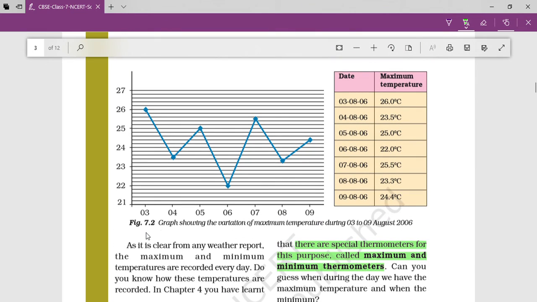Now in this graph 7.2, you are seeing the variation of maximum temperature during 3rd August 2006 to 9th August 2006. On different days you are seeing the variation in the temperature. There is change in the temperature. Like on date 3rd August 2006, maximum temperature is 26 degrees Celsius. On 4th August 2006, the temperature is 23.5 degrees Celsius. Then on 5th August 2006, the maximum temperature is 25 degrees Celsius, and so on.